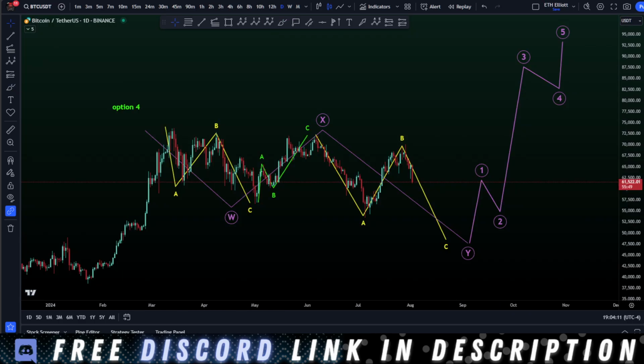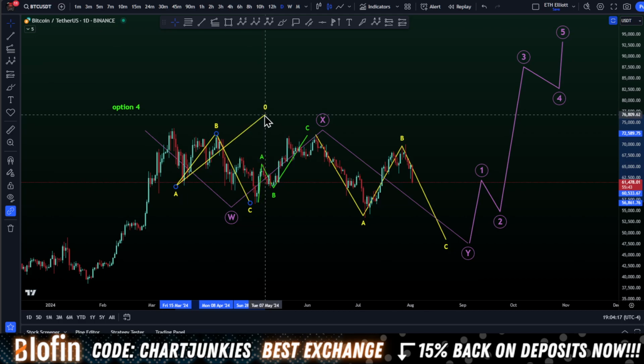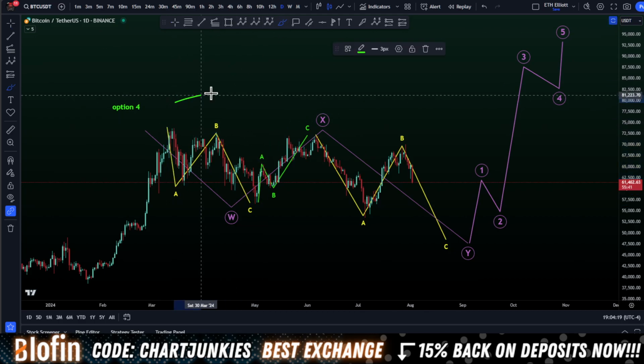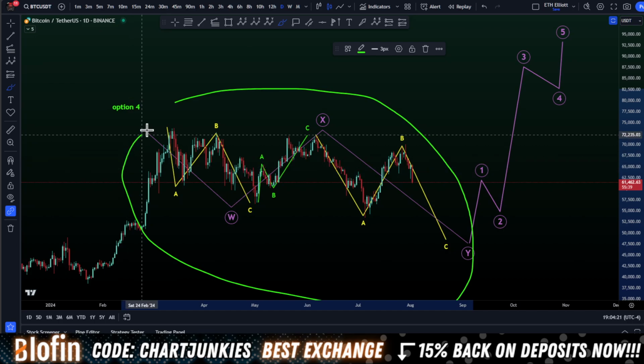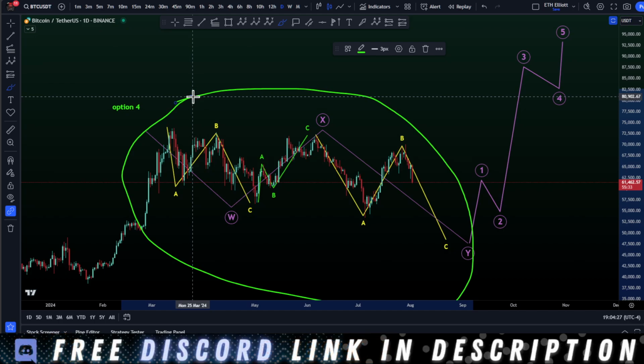Option number 4. This option is stating that we are in the middle of a large correction. And stick with me, guys, because I need to show you why this count is my favorite count. I'm going to give you many reasons for that. So stick around if you want to see that.